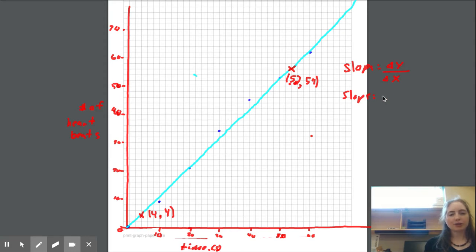So with your slope, you take your delta Y. So I'm going to take my Y values. So it's going to be 54. Okay, that's the Y, 2 minus 4. And then we divide that by delta X, so 52 minus 4. Okay? Okay, so we can solve for that. So that would give us 50 divided by 48. All right, I'm not feeling mental math today, so I'm going to grab my calculator.